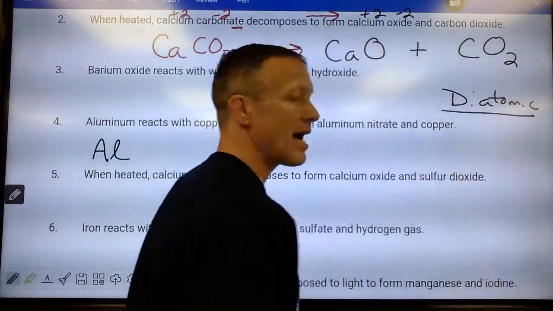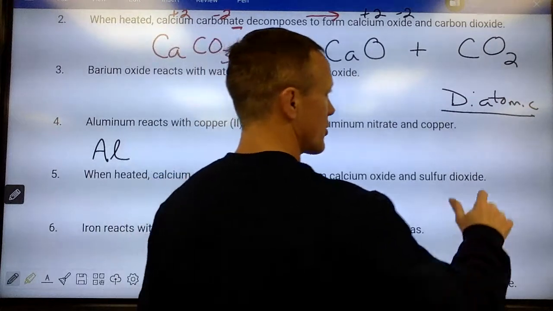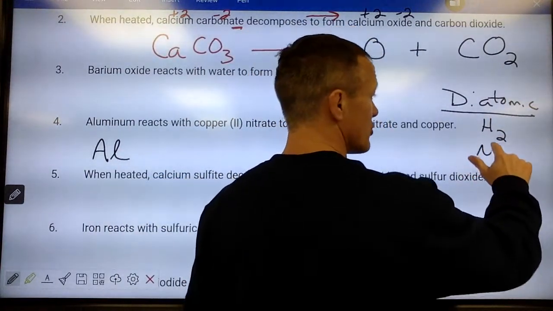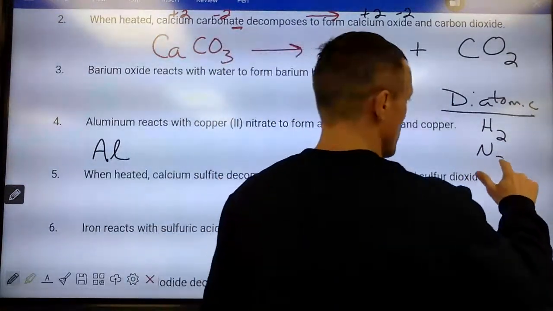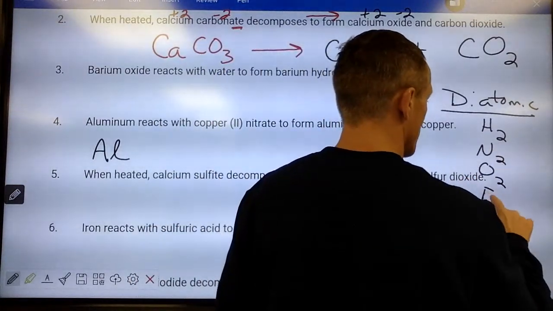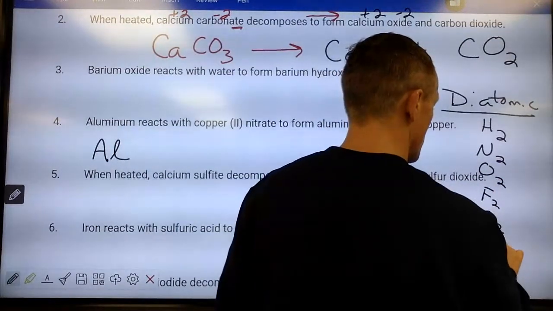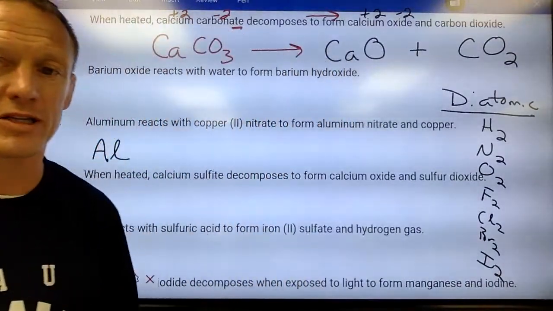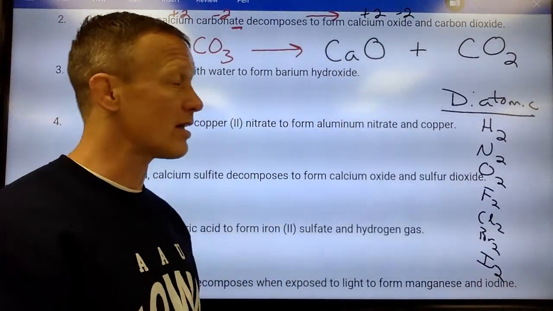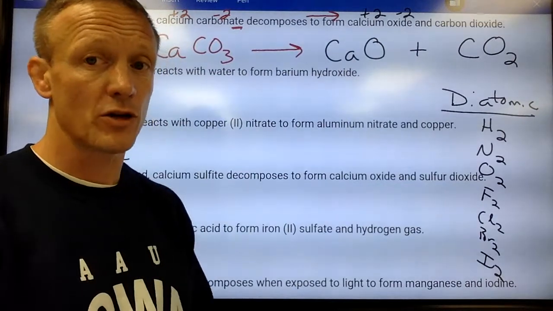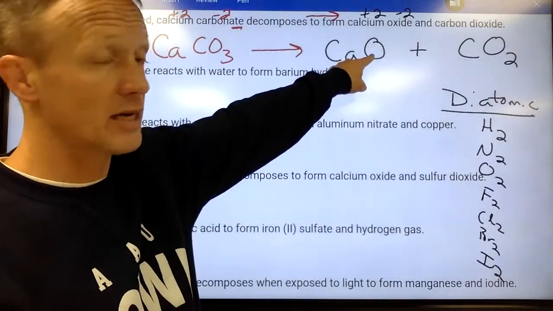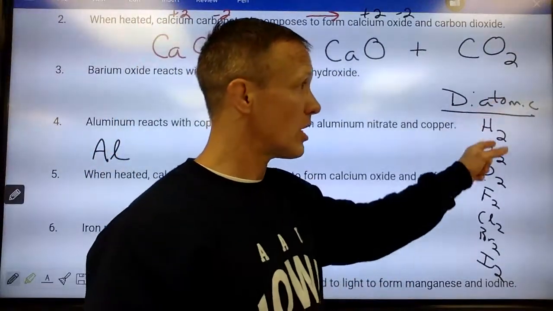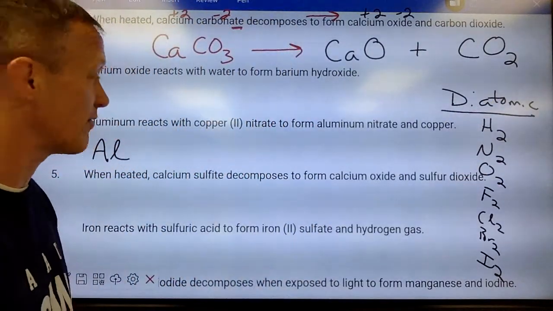There are 7 diatomic elements that occur as pairs. Hydrogen, and then starting with element number 7, which is nitrogen, they form the shape of a 7. So nitrogen, oxygen, fluorine, chlorine, bromine, and iodine. Those 7 elements are diatomic. When they are by themselves, not in a compound, they always occur in pairs. If there's oxygen in a compound, it's not a pair. When oxygen is by itself, it's always O2. They're the only 7 that are that way.